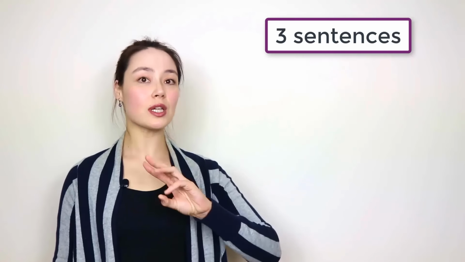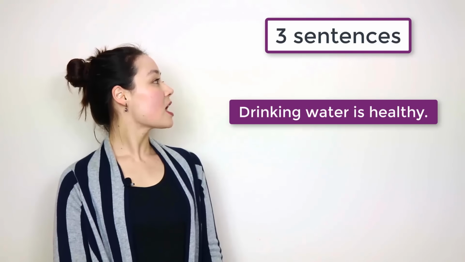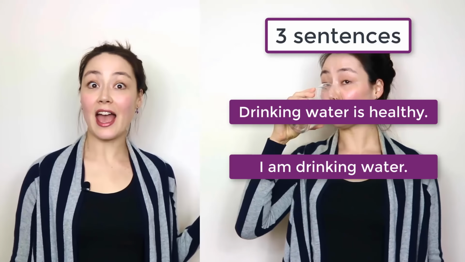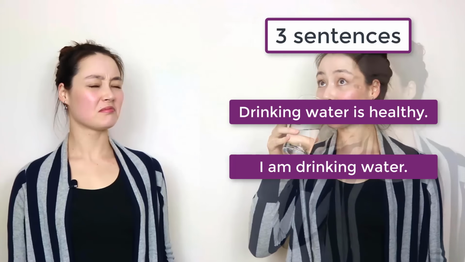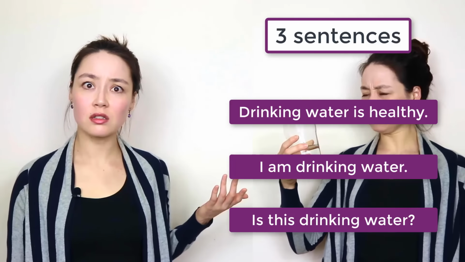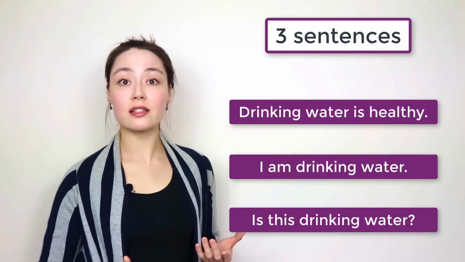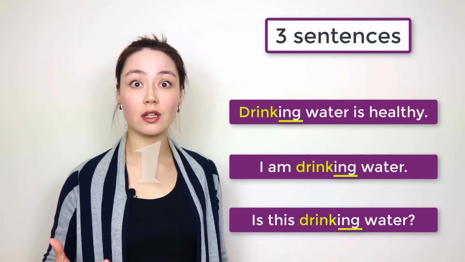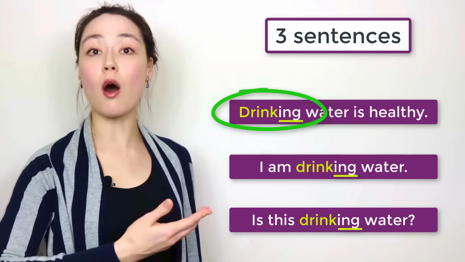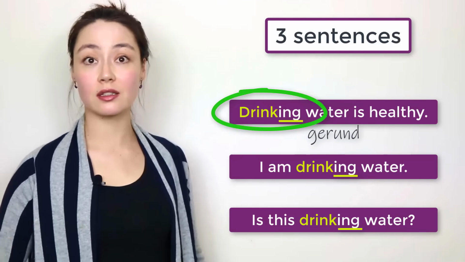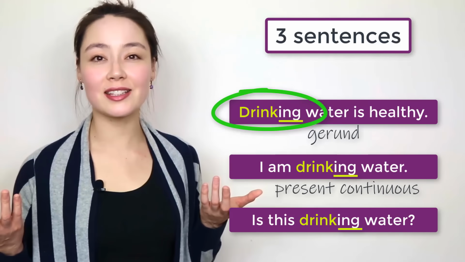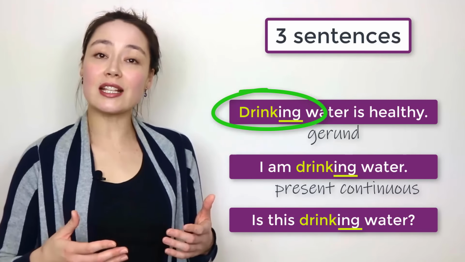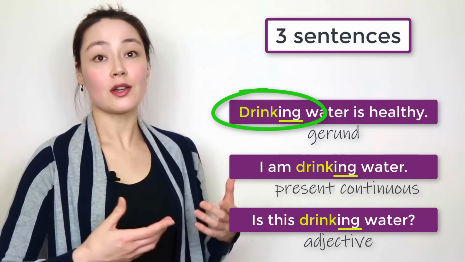Let me give you 3 sentences. Drinking water is healthy. I am drinking water. Is this drinking water? You can see in the 3 sentences we have drinking, but only one of them is a gerund. Number 1, drinking water is healthy. Drinking's a gerund. Number 2, present continuous. Number 3, drinking water is a noun, and drinking is the adjective that describes drinking water.